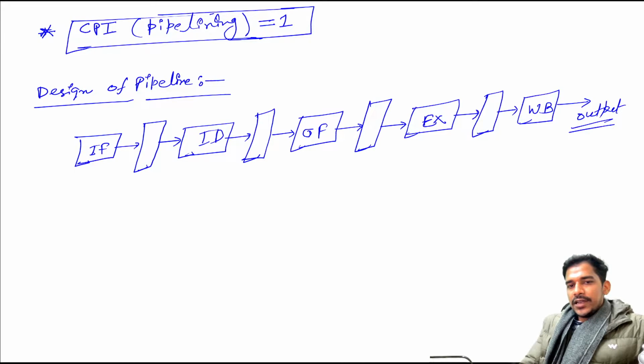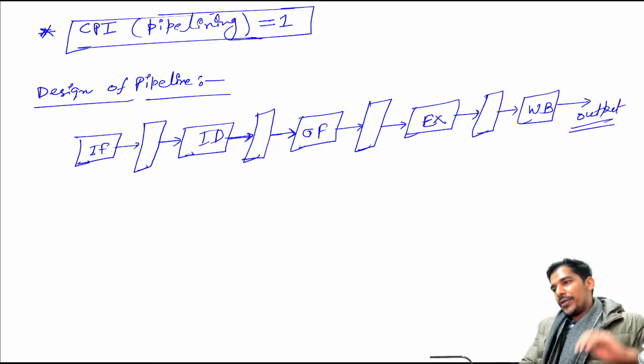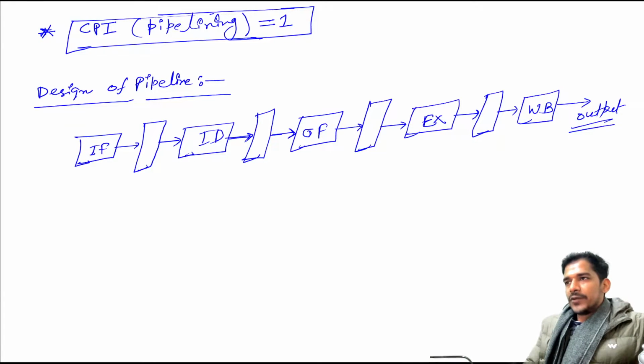You will see in case of data forwarding, these buffers will be very useful. We will see how we will utilize these buffers in case of data forwarding or bypassing or operand forwarding, whatever you can call it, right? So these are very high speed buffers which are connected between the stages. So the output of one stage will be available in the buffer, and the next stage will take the input from the previous buffer, right?